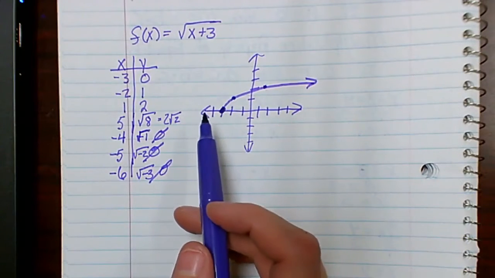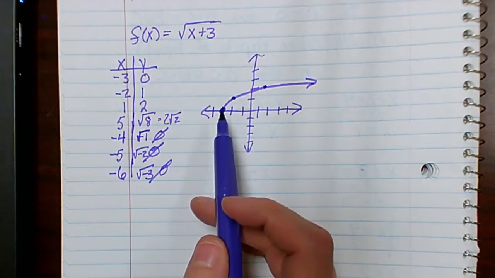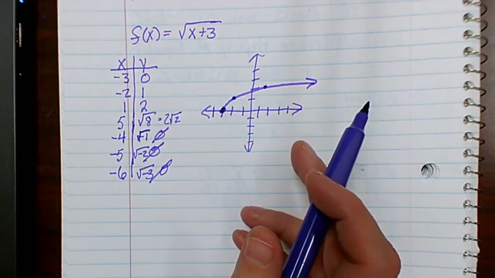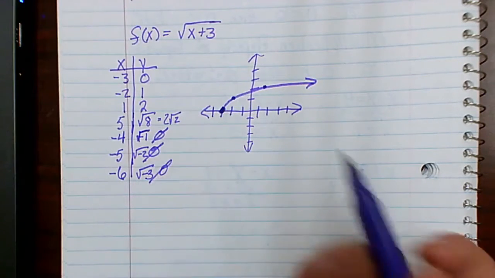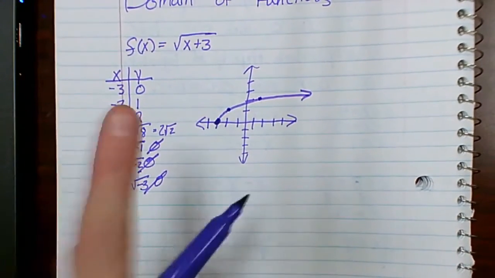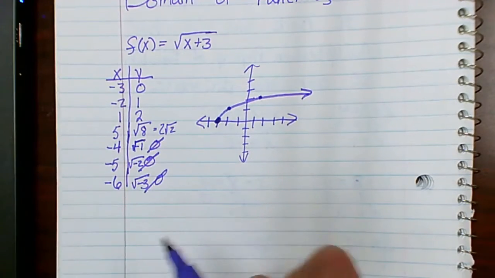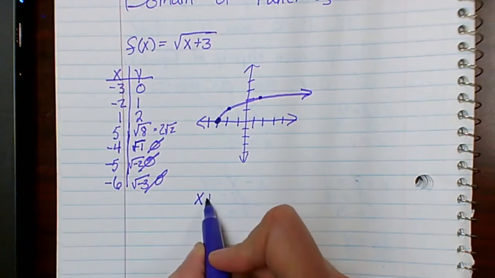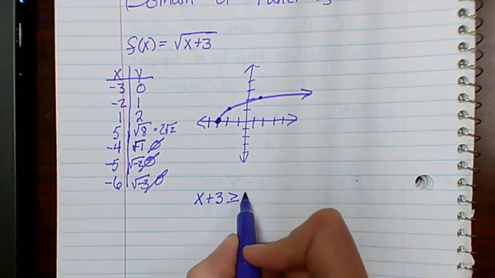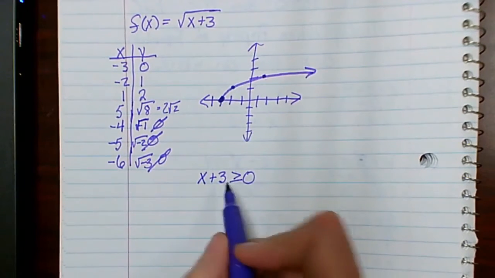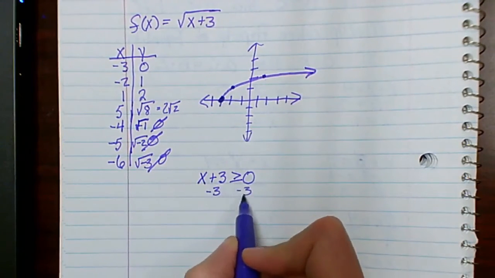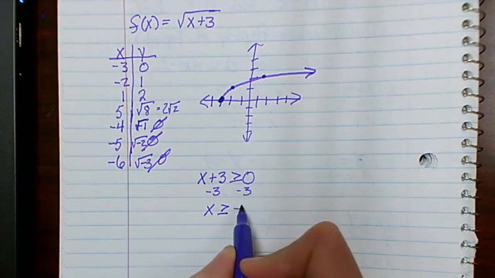So as you can see, the graph starts at negative 3 and goes on to the right. There is nothing to the left. So if we figured this domain algebraically, whatever we have under the square root has to be greater than or equal to 0. And we solve for x. X has to be greater than or equal to negative 3.